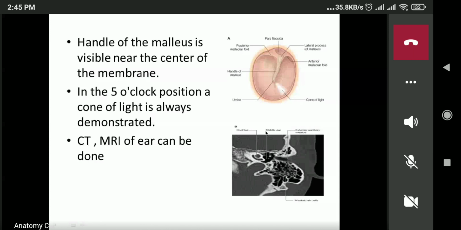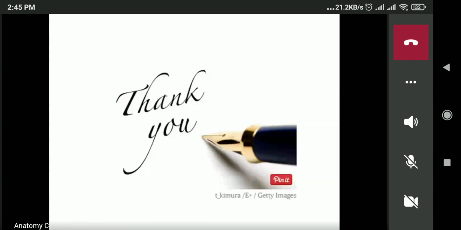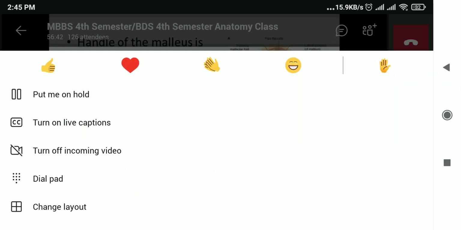Also, as the middle ear is present within the petrous part of the temporal bone, CT as well as MRI of the ear can be done. So I think this completes today's class, that is external and middle ear. And in the next class, I'll be continuing.